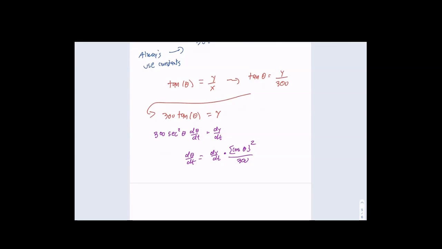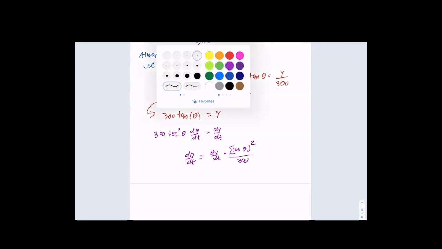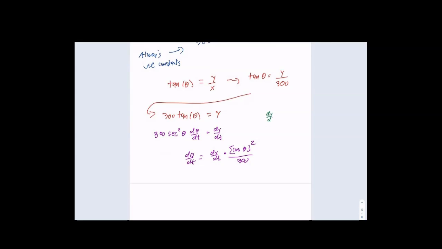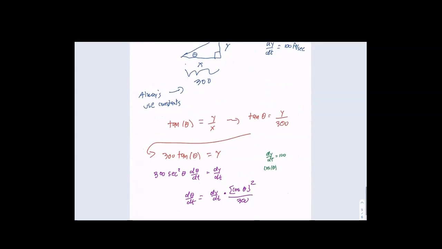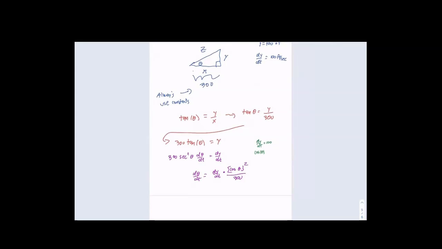All right, and therefore now I'm going to plug in. I'm almost done. I know that dy/dt was 100. And cosine of theta, if I look at that picture, remember, I already know that z is 500 now. So what is cosine of theta? Cosine is x over z, so cosine of theta is 300 over 500.